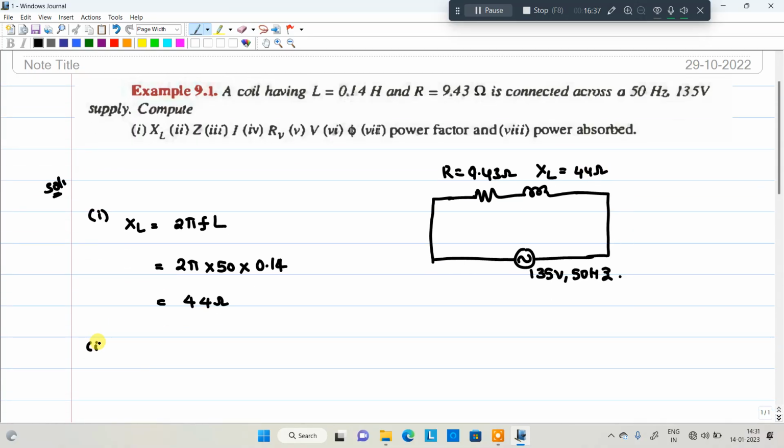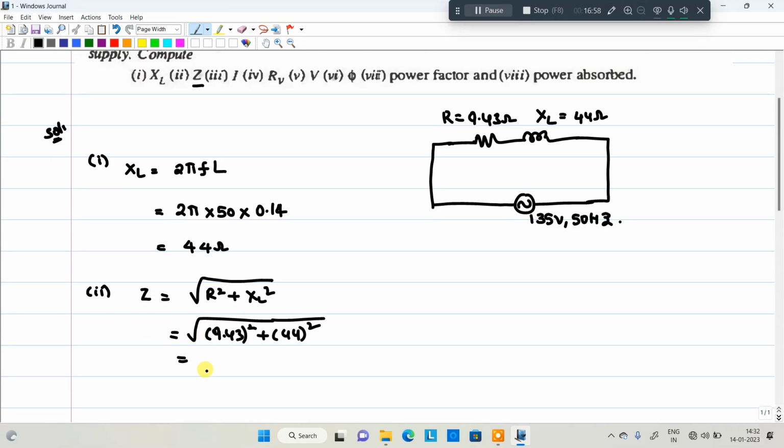Coming to the second part, impedance. Just now we saw impedance is equal to the square root of R square plus XL square. What is R square? 9.43 whole square plus XL square, 44 whole square. From that Z is equal to 45 ohms. Okay, you got impedance. Next, current. Third one, current. I is equal to V by Z. What is V? 135. What is Z? 45. So current will be 3 amperes.